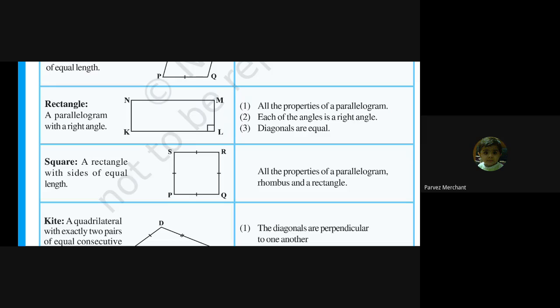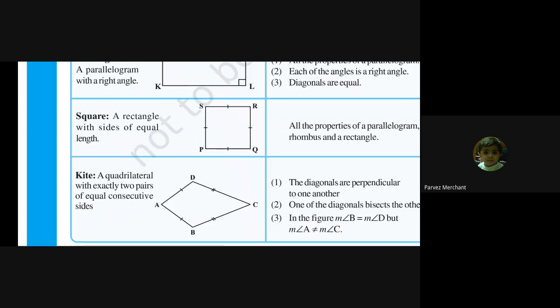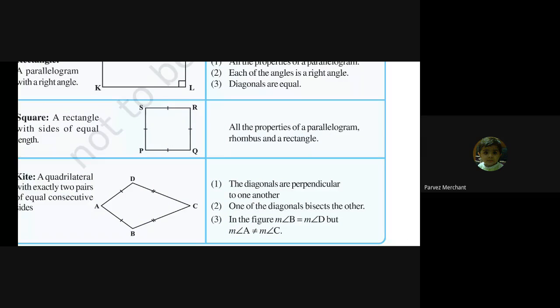Boys, are you understanding all this? Yes, sir. Then, lastly, what are the properties of a kite? In a kite, the diagonals are perpendicular to one another. It is only perpendicular. Please listen to me. Then one of the diagonals bisects the other.